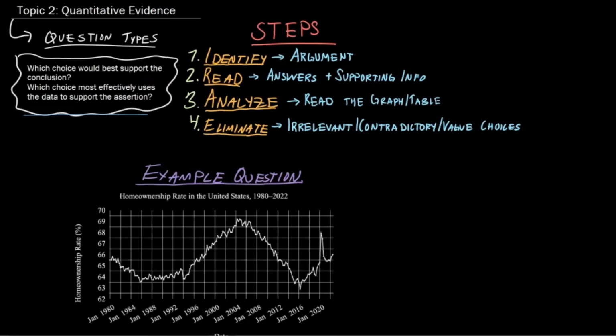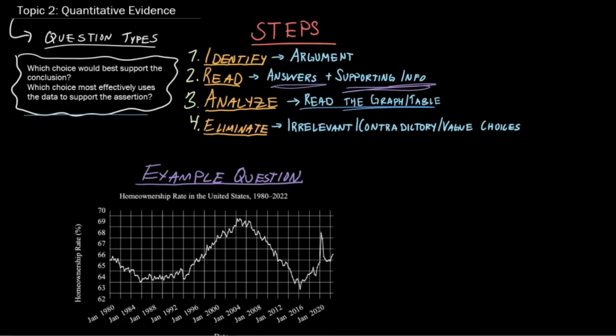Okay, it's the same choices, it's the same idea, the same question as textual evidence, and pretty much the same strategy. But we're going to introduce a third step here. Our third step is to analyze and to read the graph or table given. But first, we read the answers and the supporting info.